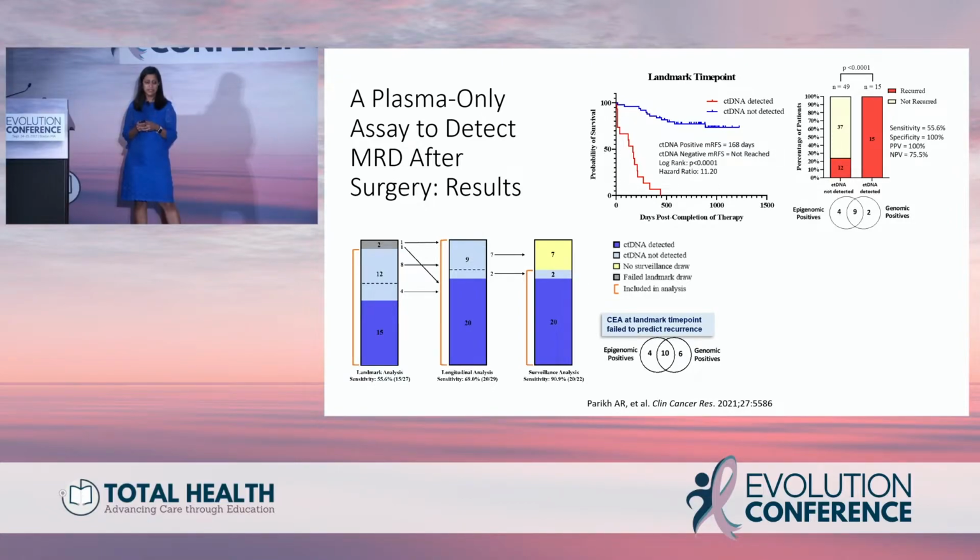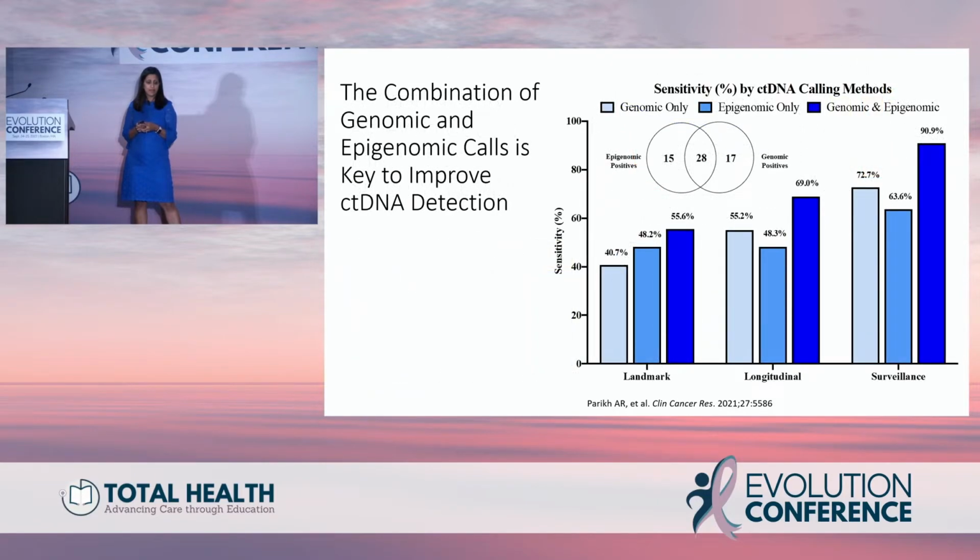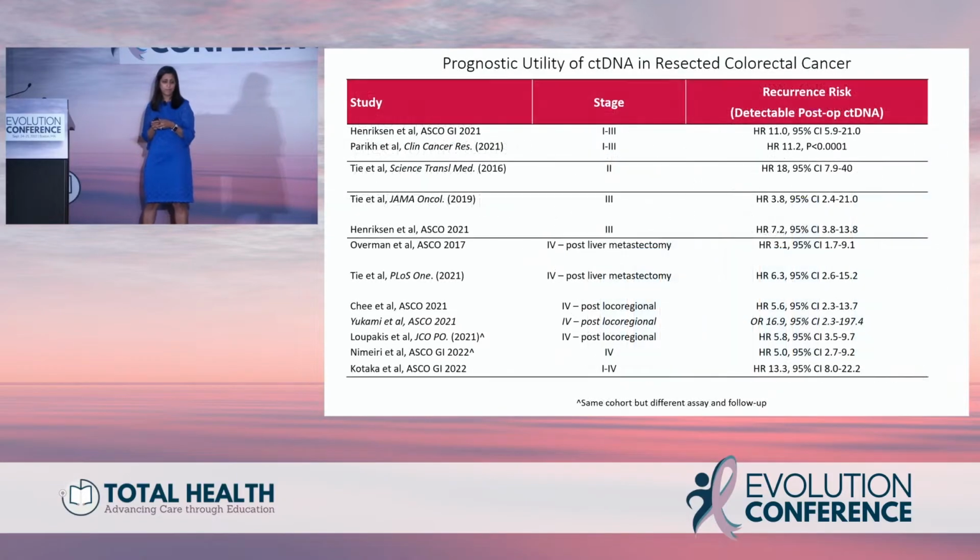CEA, surprisingly, did not predict recurrence. We looked at the addition of the epigenomic calls to see how the epigenomic calls actually add value. When you look at the fixed genomic and epigenomic only, you can see that the sensitivity across the different time points improved when you combine the genomic and epigenomic calls.